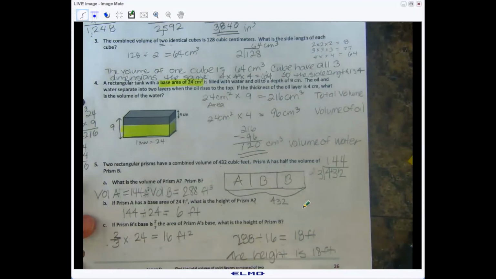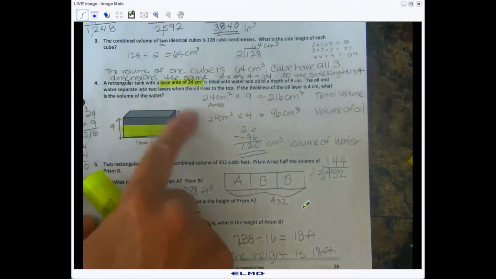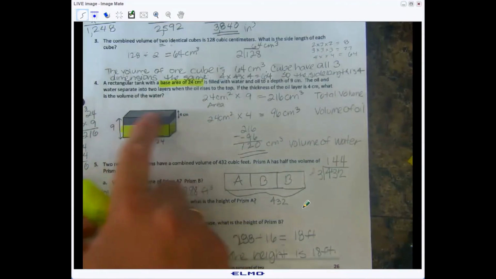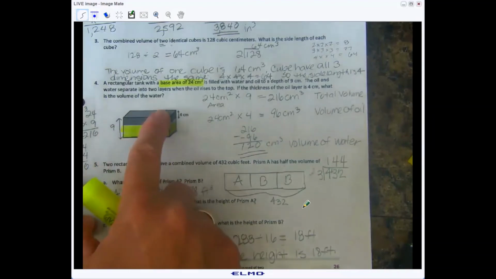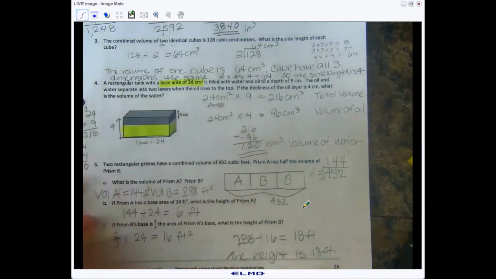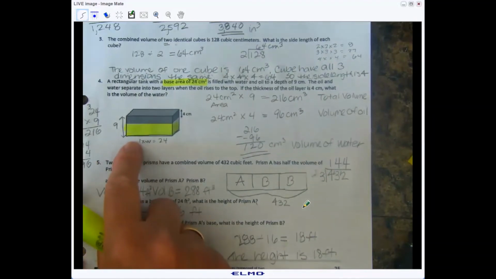But this is going to be a situation where you find the volume of the whole thing, and then you subtract out the volume of the oil to get the volume of the water. So the volume of the whole thing we can find by multiplying the area of the base, which is 24, by 9. Remember, the area of the base is already the length times the width, and they give that to you.